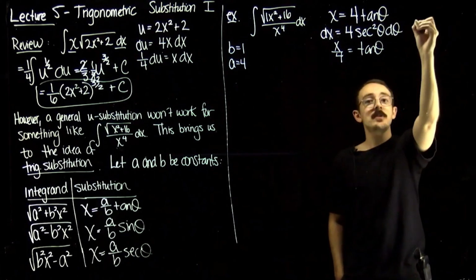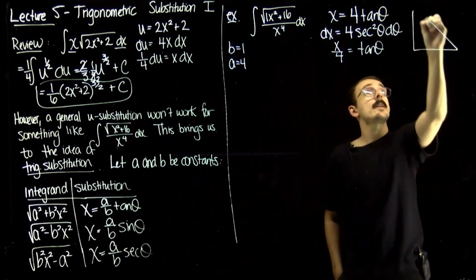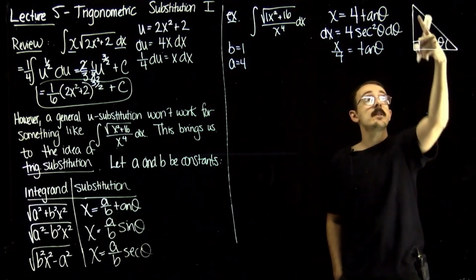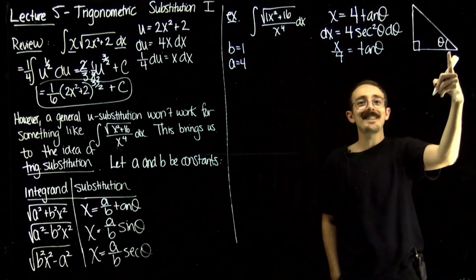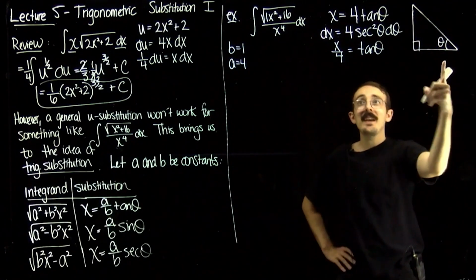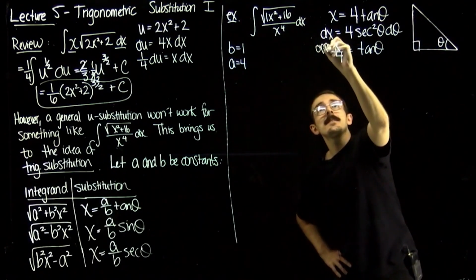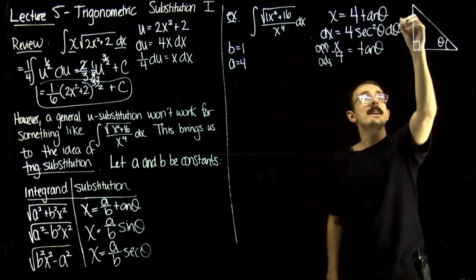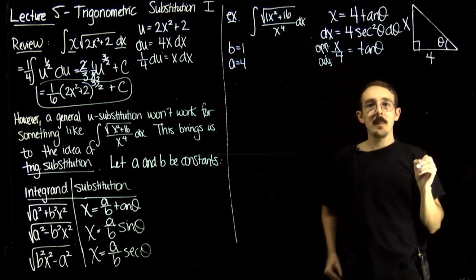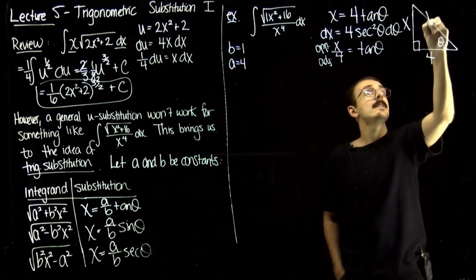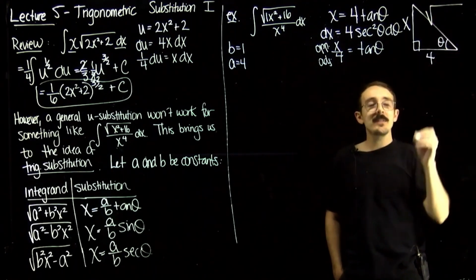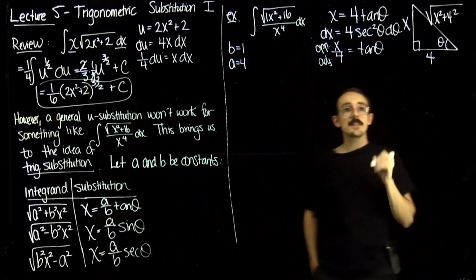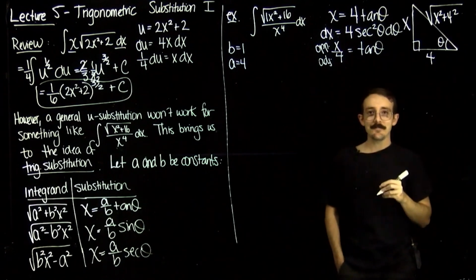So I can draw a right triangle now, where if I label this angle theta, you can either use this angle or this angle. Don't use the right angle, but you can use one of these. Label it theta. Tangent is opposite over adjacent. We know that from trig. So opposite is x, adjacent's 4. And if I wanted to complete the triangle, then the Pythagorean theorem says that the hypotenuse is going to be the square root of x squared plus 4 squared.